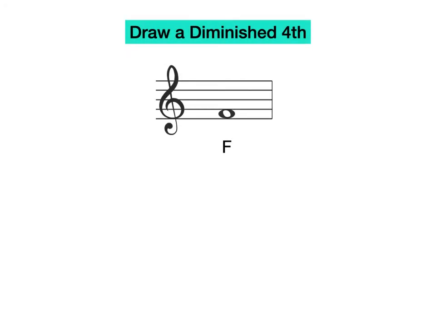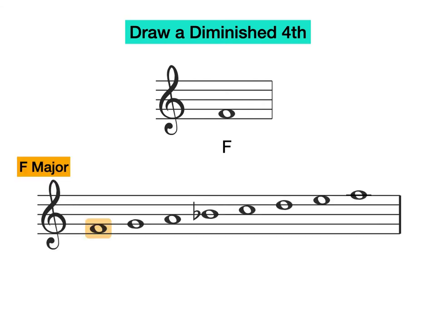This time, let's see if we can draw a diminished fourth. As you can see on the stave above, we have an F natural. What is a fourth above F? Let's write out the F major scale to find out. A fourth above F takes us to B flat. However, because B flat is in F major scale, that would be a perfect fourth. But our question is asking us to draw a diminished fourth. So what do we need to do?